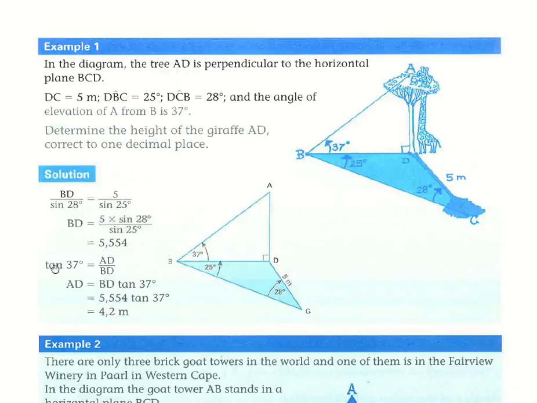So now I go right, tan 37 is equal to AD over BD, opposite over adjacent. I'm looking for AD. I need to get rid of BD. BD is dividing AD. I bring BD up here. And I know what BD is. It's 5.554. So 5.554 times tan 37 gives you 4.2 meters. Your giraffe, AD, over here, is 4.2 meters high.